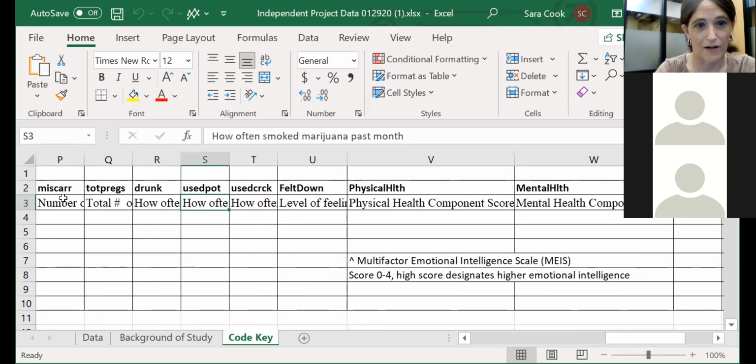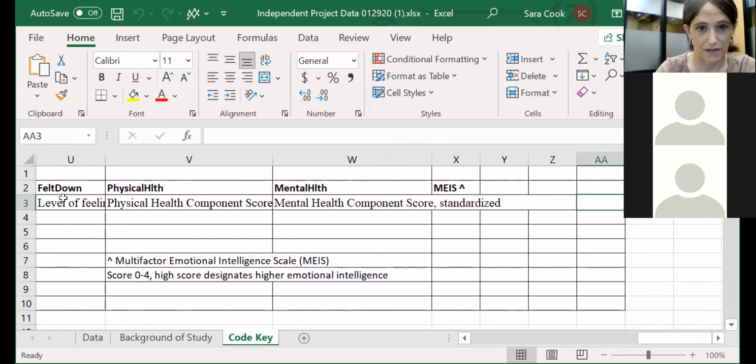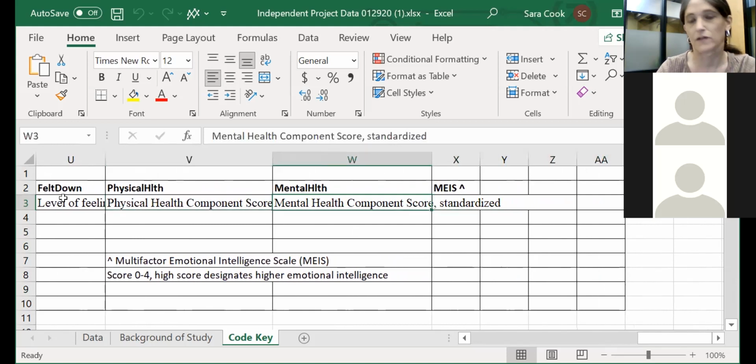Okay, used pot. How often smoked marijuana in the past month? Felt down, level of feeling depressed. Okay, so it's a kind of quick and dirty scale on depression, physical health, mental health. Mental health component score, physical health component score. So those would all be appropriate, fair game measures to use in the analysis for your individual project.